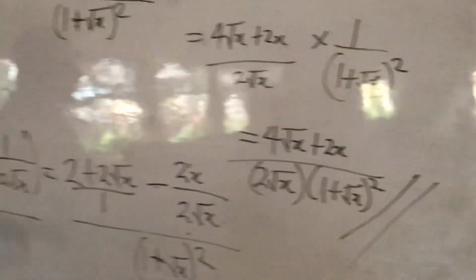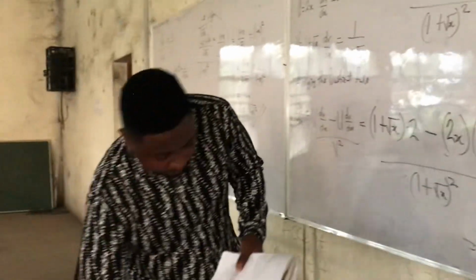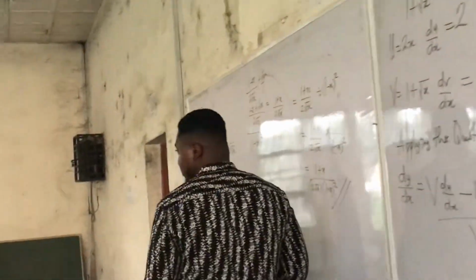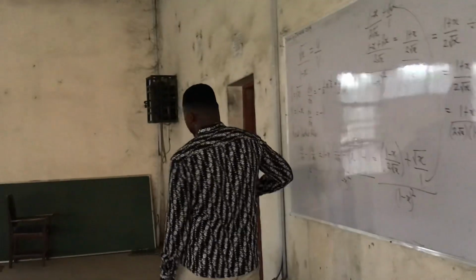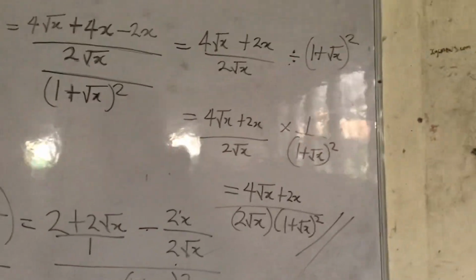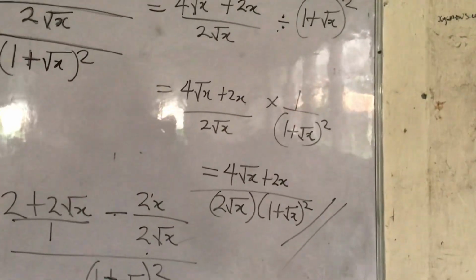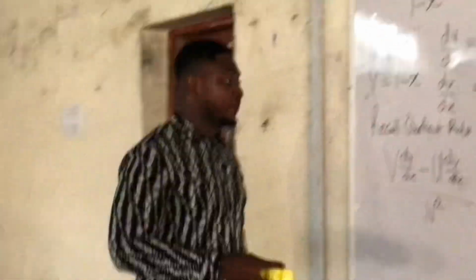And the last question for today is very simple. It's a chain rule question. Remember, it's using the appropriate formula. The last question on 4.3.